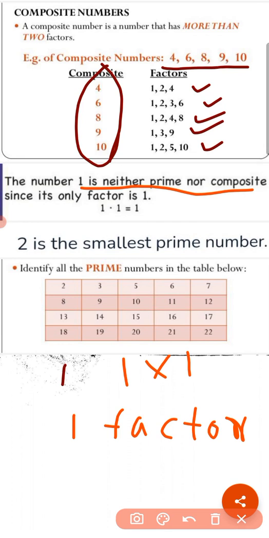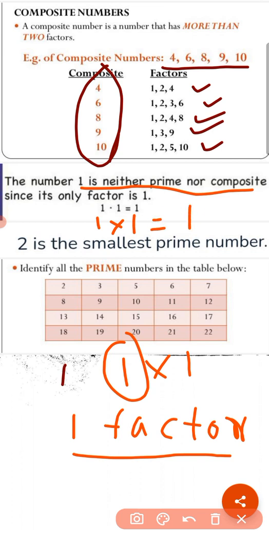Because you now learn about prime numbers. All prime numbers have 2 factors, and a composite number has more than 2 factors. But here 1 has only one factor, which is 1. So 1 is neither prime nor composite, since its only factor is 1. 1 multiplied by 1 is equal to 1.